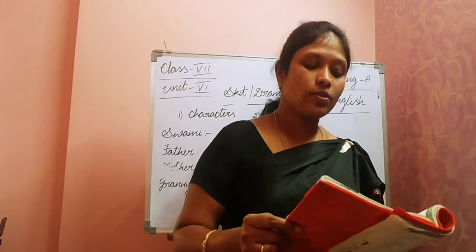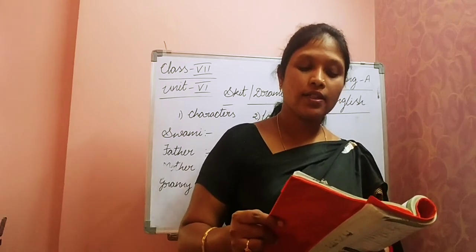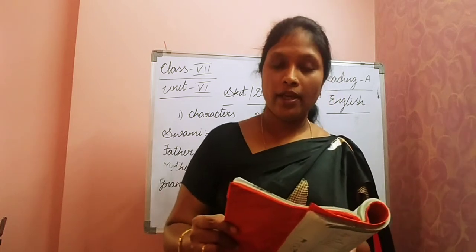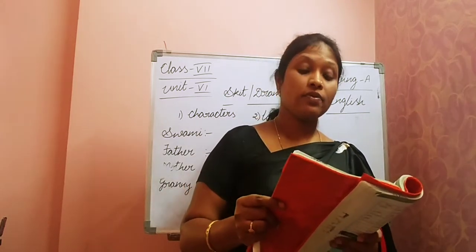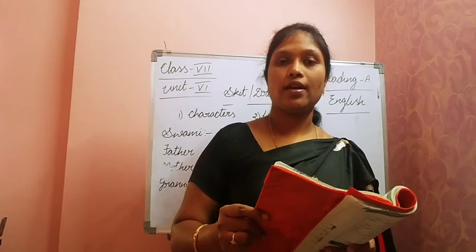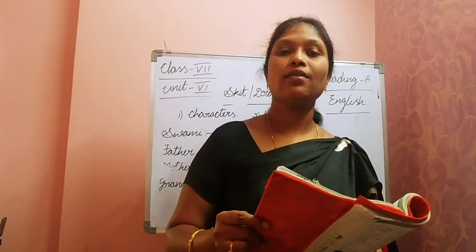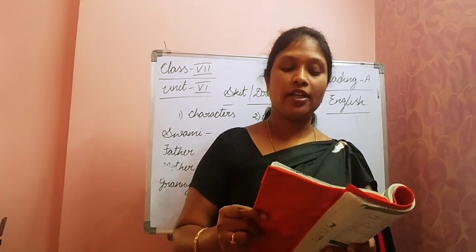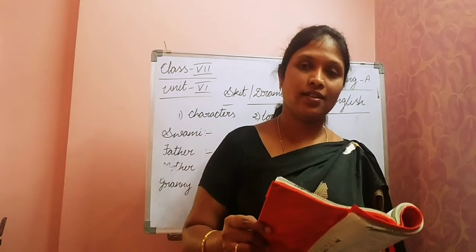Next, sixth one: Why do you think Swanhild still keeps the torn dress? She became a woman and she is married also, but she still has that torn dress because she wanted to keep it as a memory of her little adventure. That's why she wanted to keep that torn dress always with her.